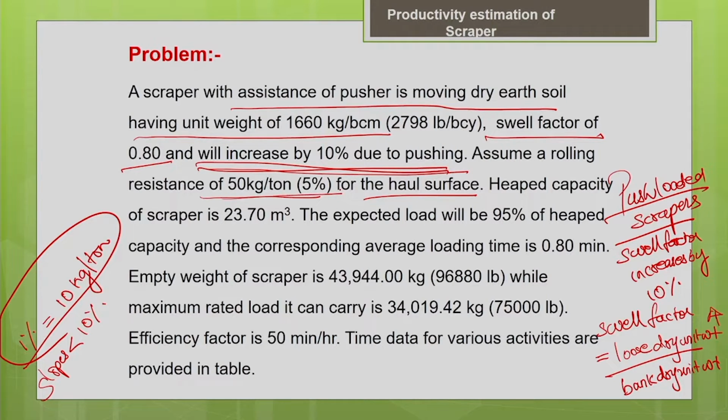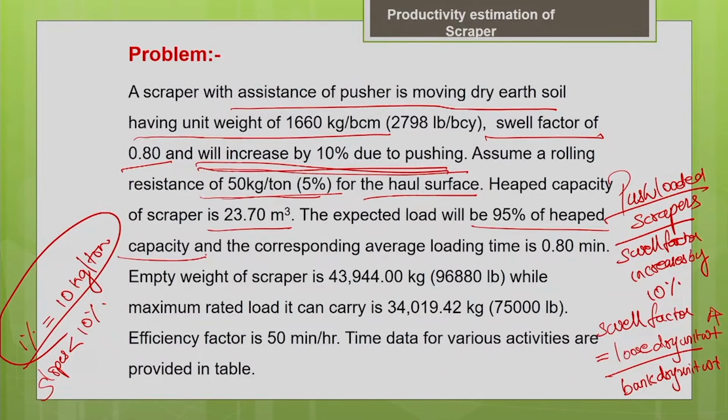The heaped capacity of the scraper is given as 23.7 meter cube. The expected load will be 95% of the heaped capacity. As we discussed earlier, we are not going to load the scraper to its fullest capacity. If we load it to the fullest capacity, because of the law of diminishing returns, the loading rate will decrease after a particular time, so your loading time will increase a lot.